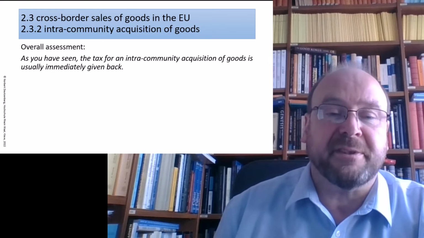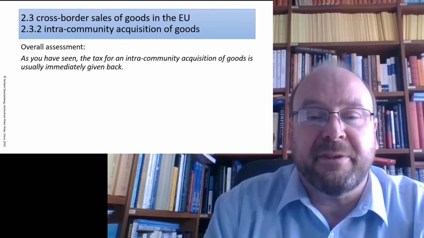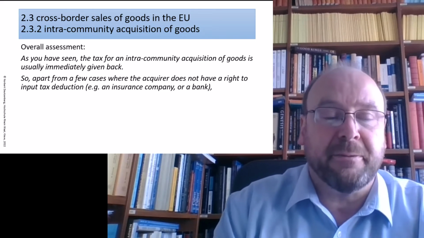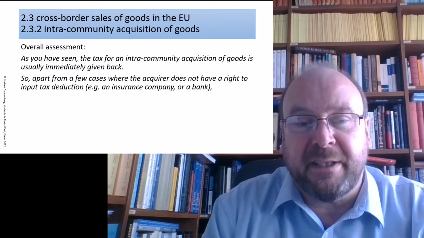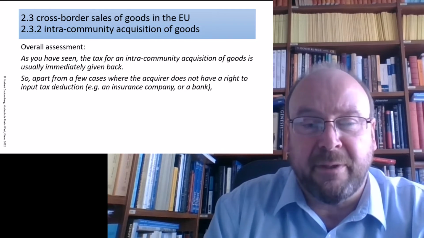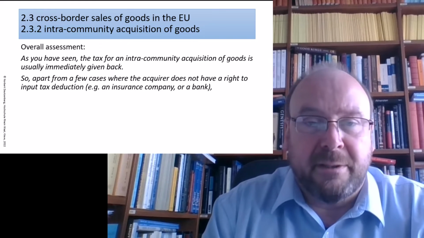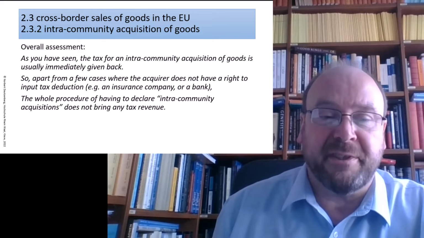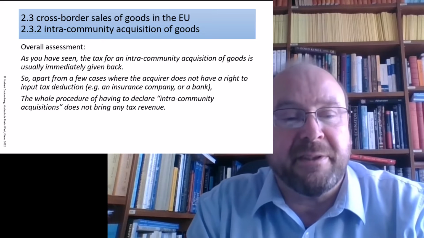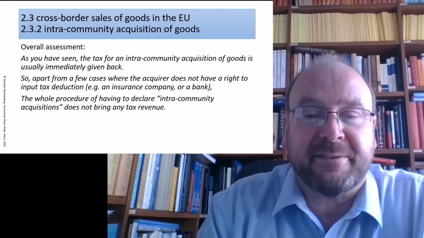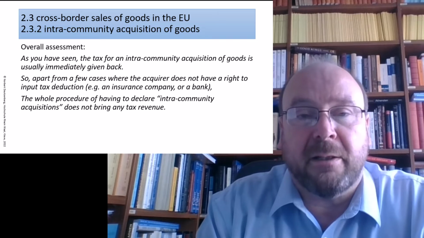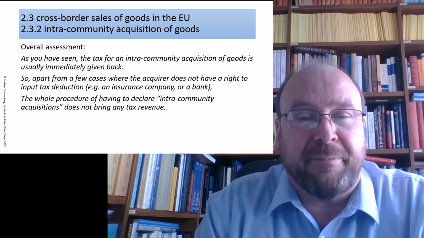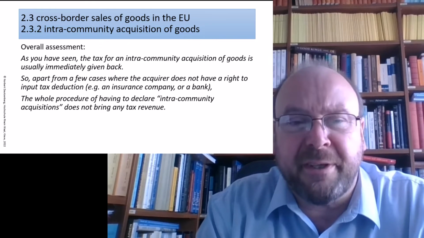So to sum up, the tax for an intra-community acquisition of goods is usually immediately paid back as input tax refund. Apart from a very few cases where the acquirer does not have the right to full input tax deduction, let's say if you are an insurance company or a bank, the whole procedure of having to declare intra-community acquisition does not bring any tax revenue for the fisc, because it's just plus minus zero. That brings up the question why the whole thing is done.